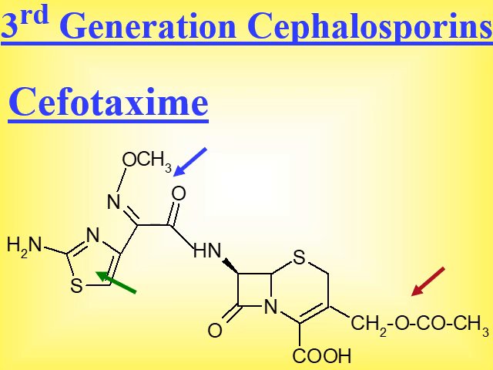The blue arrow here shows the group of the second generation, which is the methyl oxyimino, while the green arrow here shows the new group specific for the third generation, which is the 2-amino-thiazole ring. This compound cannot be taken orally due to the presence of the acetyl oxymethyl in the side chain, but it is given parenterally.